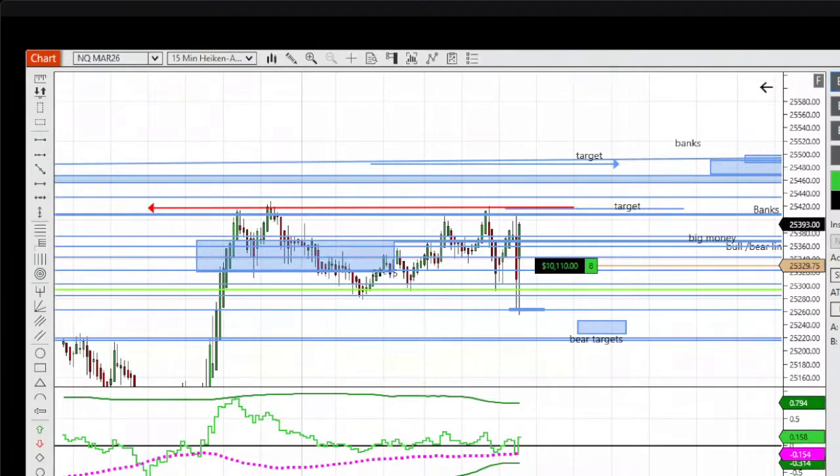So we got 12 grand down and we got 9 grand up already. 10 grand. So we got 22 grand already. Cool. Let's go. 22 in less than 30 minutes. So that's awesome.